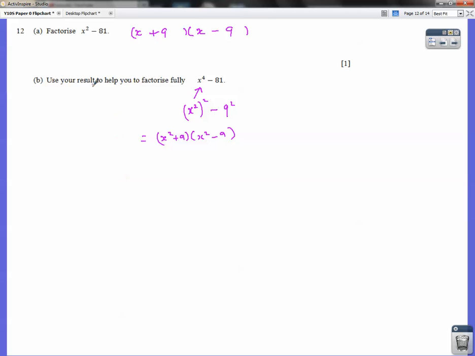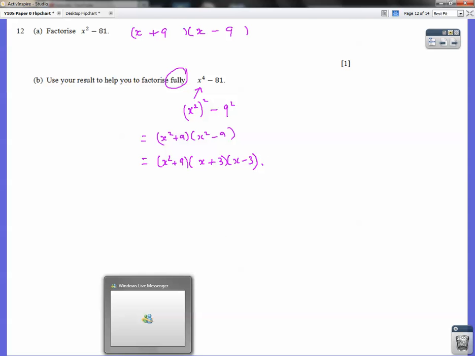So that does multiply out to give x to the 4th minus 81. But if you read carefully, it says to help you to factorize fully. Fully suggests that there's often another step, and here indeed there is. x squared plus 9 doesn't factorize any further, but x squared minus 9 does, because again it's a difference of two squares. It factorizes to give x plus 3 multiplied by x minus 3. And so that's the final answer.